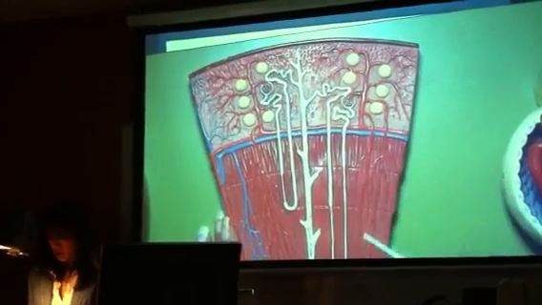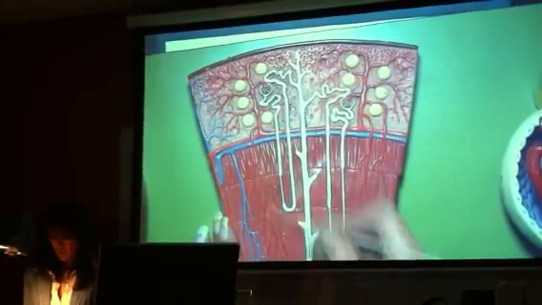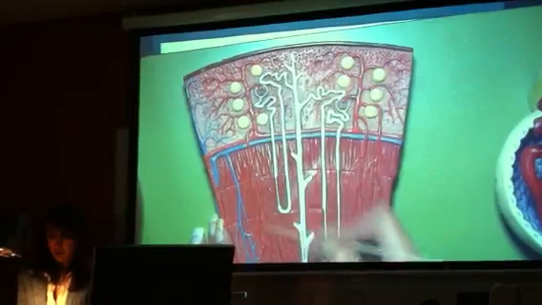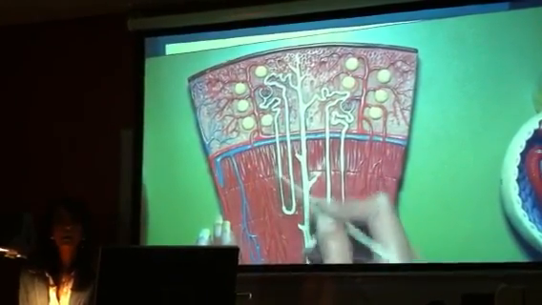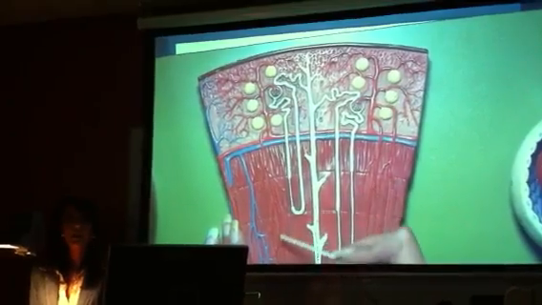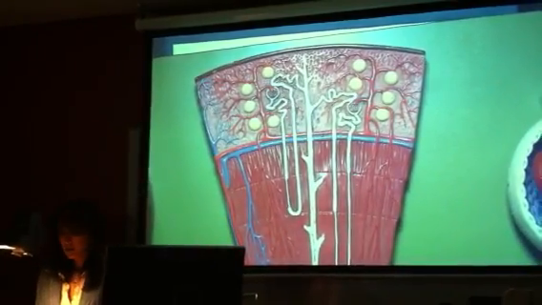Now, do you see this red artery here? That is the vasa recta. The vasa recta.